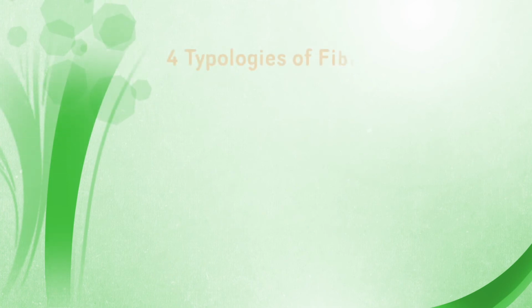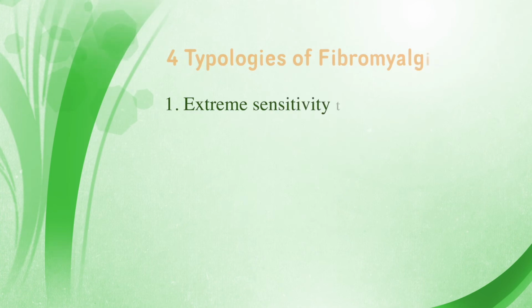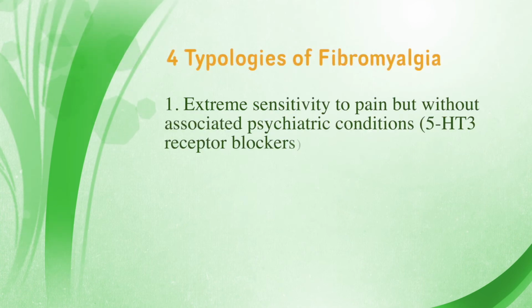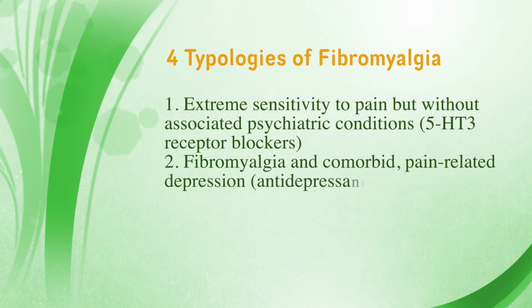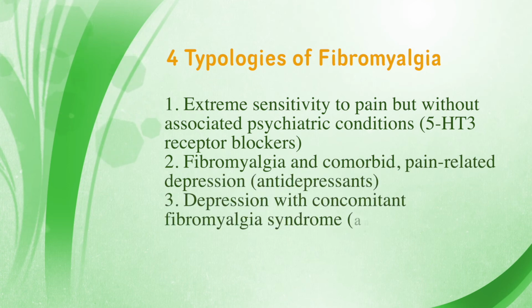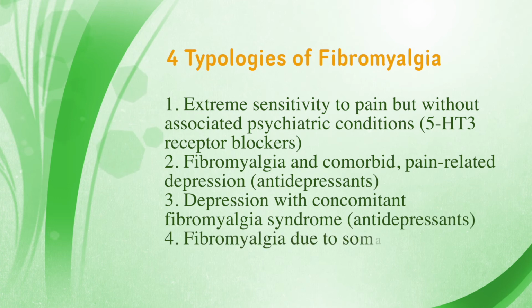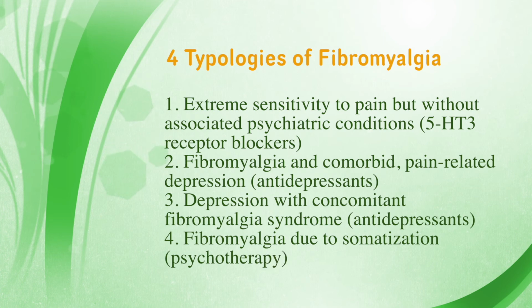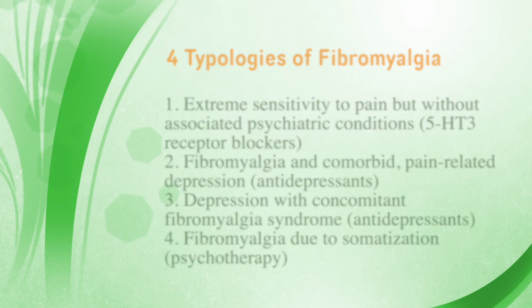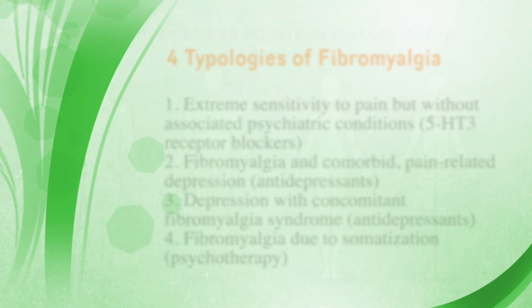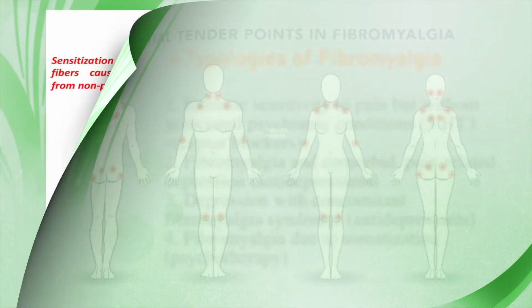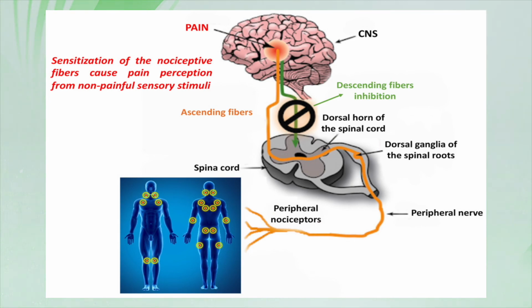with related best clinical treatment strategies and strategies for management. The first one has to do with extreme sensitivity to pain, but without associated psychiatric conditions: 5-HT3 receptor blockers. The second one, fibromyalgia and comorbid pain-related depression, for which antidepressants are recommended. The third, depression with concomitant fibromyalgia syndrome, also treated with antidepressants. And of course, psychotherapy is always the primary go-to clinical treatment. And finally, fibromyalgia due to somatization, which is connected to psychotherapy, I wouldn't say alone, but primarily, in comparison to points 2 and 3.